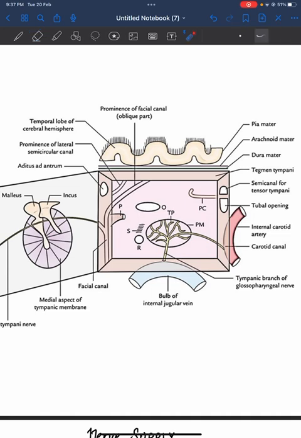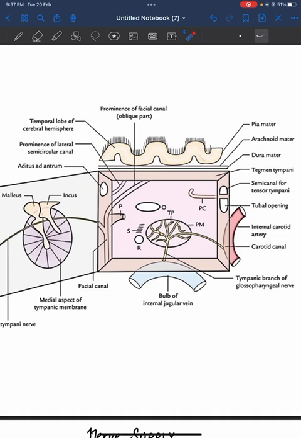So now what else are we left with? We are done with the eustachian tube opening. Now, you can see the tensor tympani, a semi-canal opening for the tensor tympani muscle. What is tensor tympani? Tensor tympani is actually a muscle. First I'll tell you the origin and insertion.